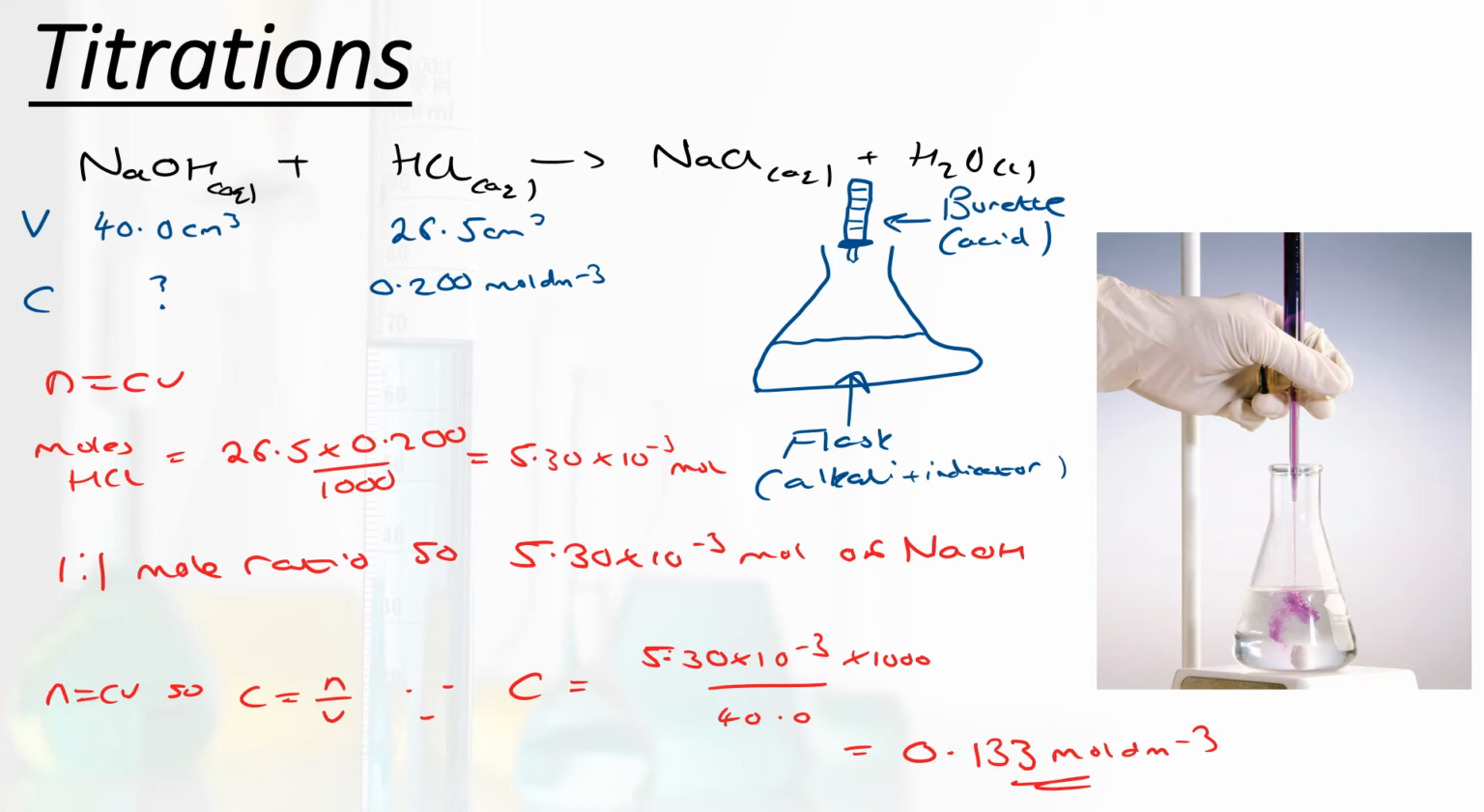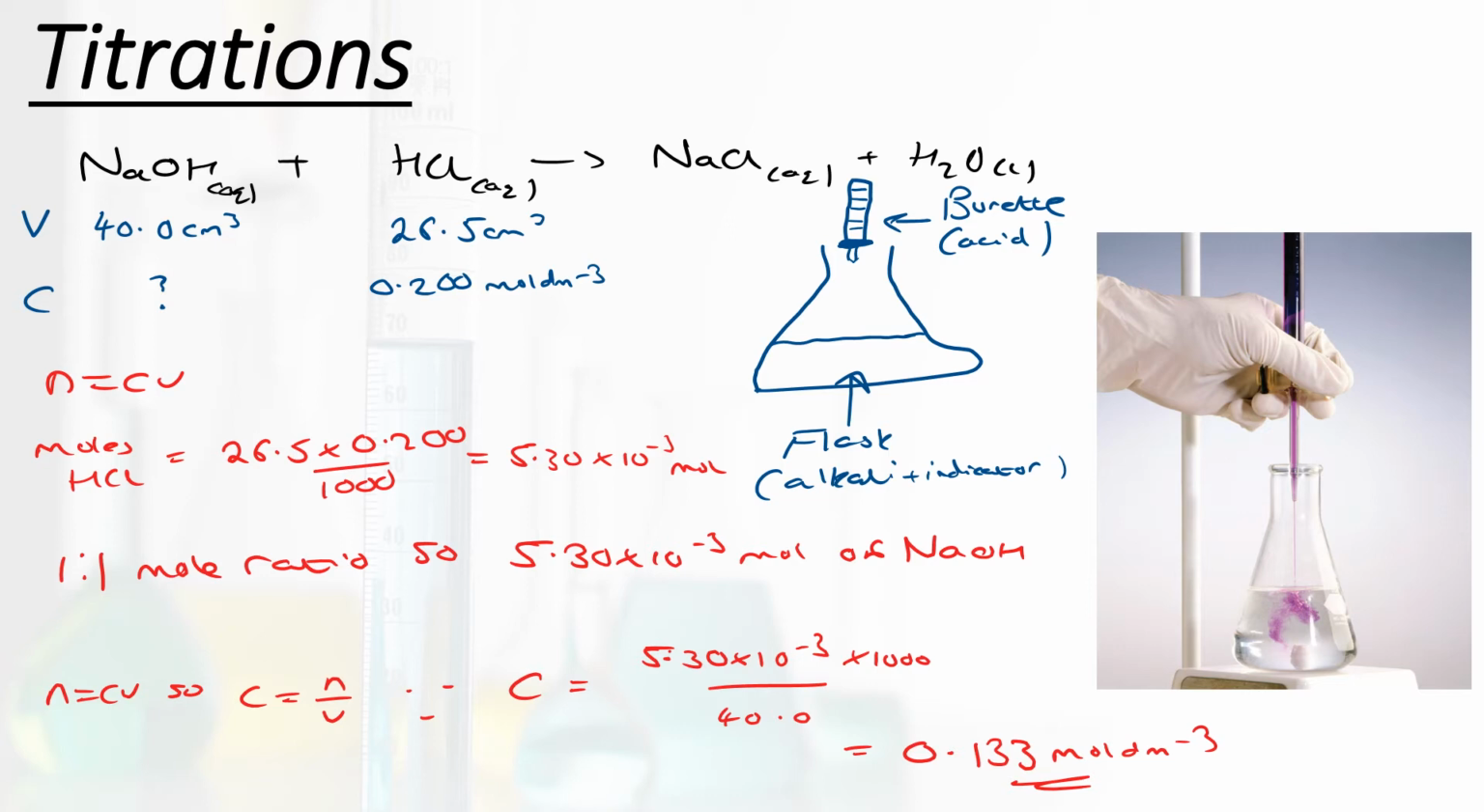So the first thing is to write the equation. NaOH plus HCl goes to NaCl plus H2O. Include your state symbols. The NaOH is aqueous, the HCl is aqueous, the NaCl is also aqueous, and the H2O is a liquid. Check that it's balanced. In this case it is, so we don't have to do anything to it.